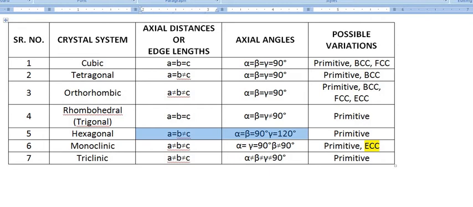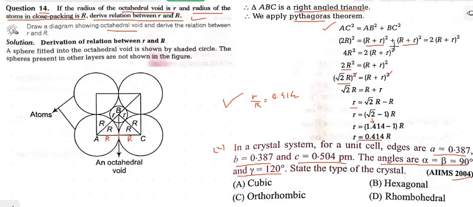So looking at the table, where do you find a = b ≠ c, alpha = beta = 90 and gamma = 120? That is hexagonal system. Okay, so the crystal will be what? Hexagonal. So the correct answer is hexagonal. Okay, now we will see one more MCQ.